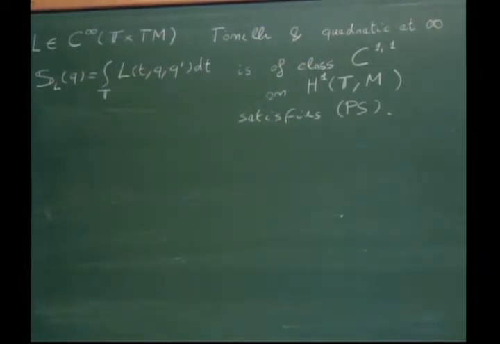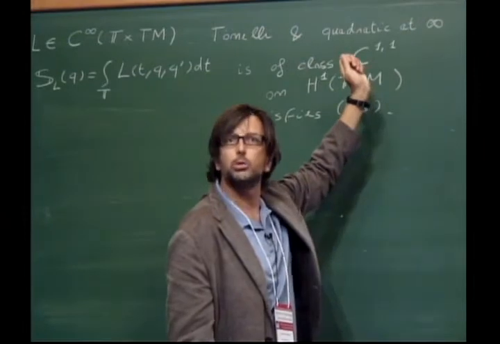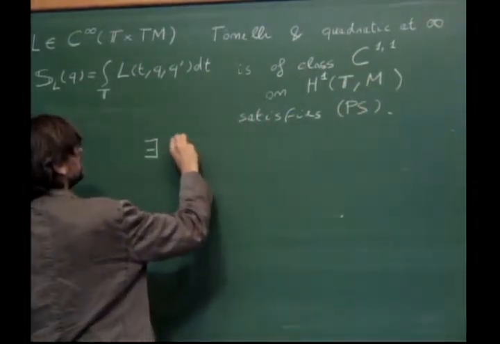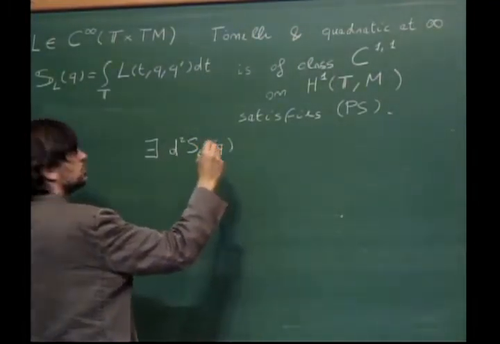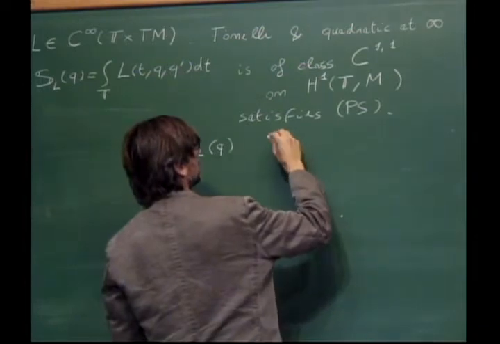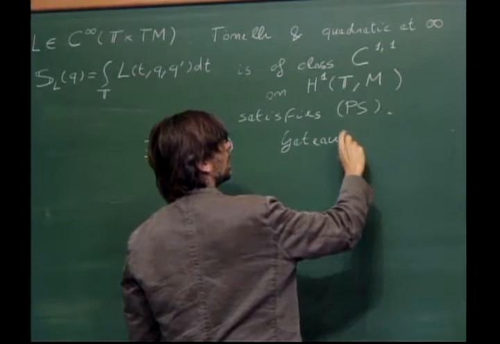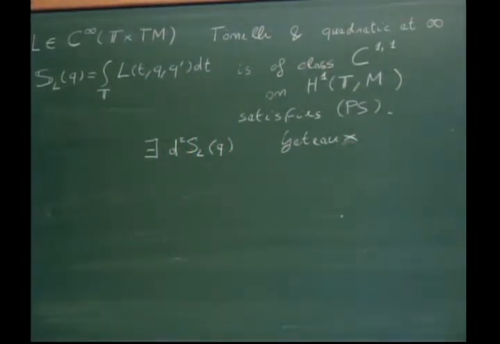And so we still have a bit of difficulty because of this C^{1,1}. So this function is not C^2. Actually, the second differential exists, but this is just the second differential in the sense of Gateaux. So it's just a directional derivative, not a Frechet differential. And so there is this small difficulty.